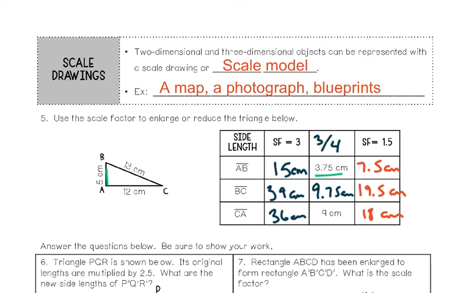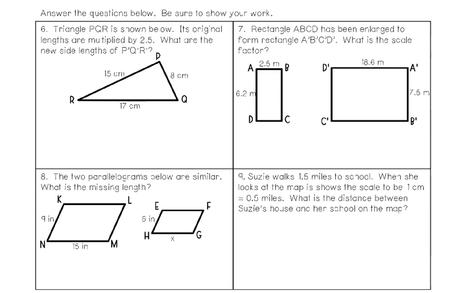All right, so it got multiplied by a scale factor of 1.5. So that's an enlargement since it's bigger than 1. So all these side lengths, as you notice, are getting bigger. So here are a couple of practice problems for you to try. I want to specifically look at 6 and 9 because these are the kind of questions I see all the time.